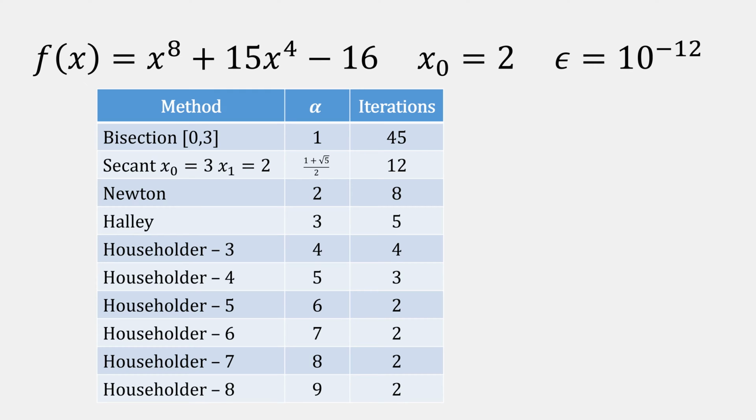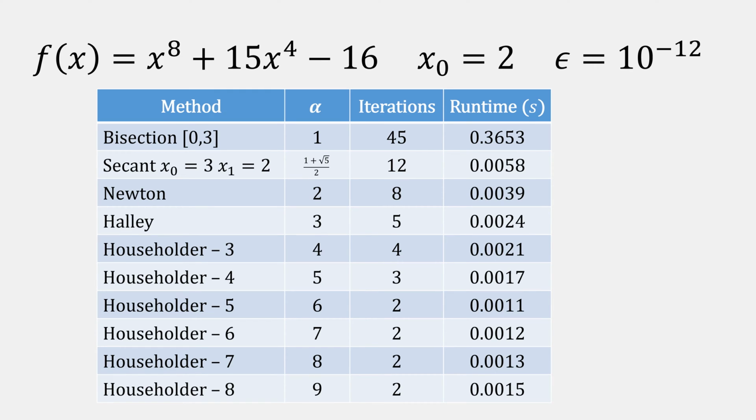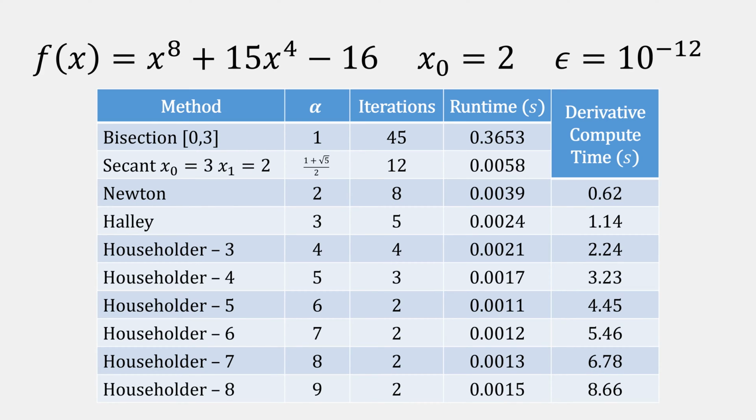Let's then look at the runtimes for each of these methods, with bisection being by far our slowest, and then speeding up as we increased alpha until that plateau mark, where doing 2 iterations that are more complicated didn't save us on runtime. We also are not including the amount of time needed to find the derivatives, which, if they are not given to you, needs to be included as well.